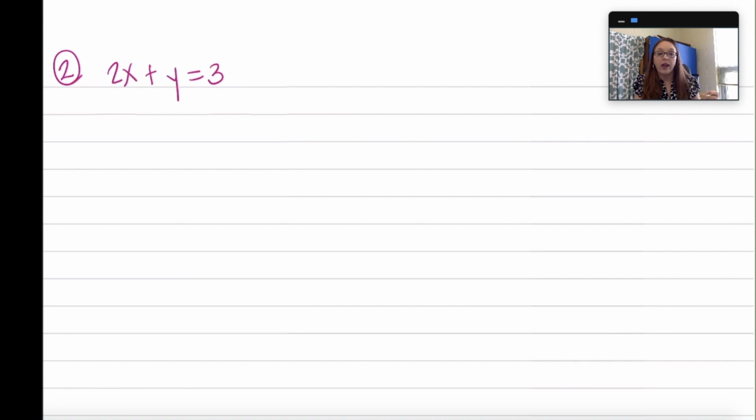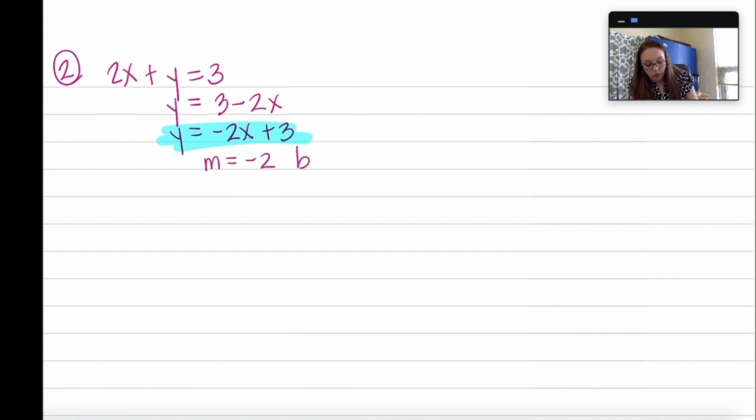So I'm just going to go ahead, and we know if I subtract 2x on both sides, that's going to give me y equals 3 minus 2x. And let's put it in slope-intercept form. So that means I'm going to need to flip-flop the 3 and the 2x. When I do that flip-flopping, that minus sign travels with the 2x. So y is equal to negative 2x plus 3. So that's one part. And we are also supposed to identify the slope and the y-intercept. So the slope here is going to be negative 2. The y-intercept is positive 3. Okay, so that's number 2.